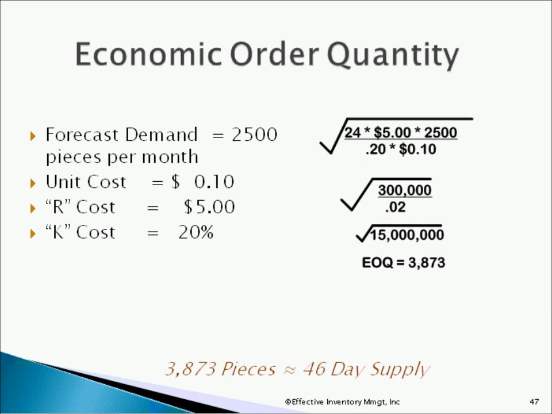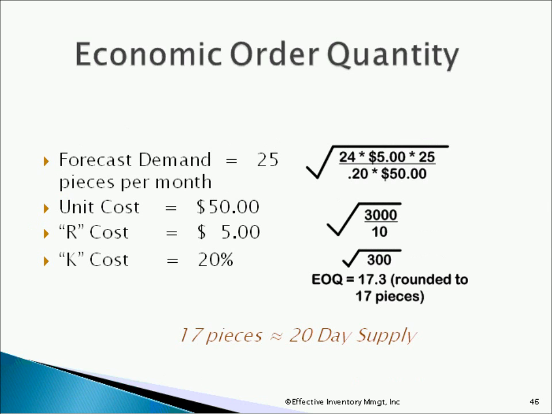In this last example, we're going to actually see if the economic order quantity, the EOQ, does vary by what I'm going to call the unit cost. Well, we have a forecast demand now of not 25 pieces, but 2,500 pieces. The unit cost is not $10, not $50, but 10 cents. Very inexpensive item. But if you look down at the bottom, I'm still buying a 46-day supply. That 3,873 pieces, if I am forecasting 2,500 pieces per month, is a 46-day supply.